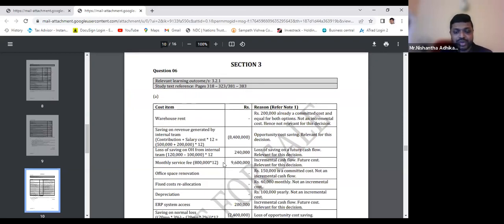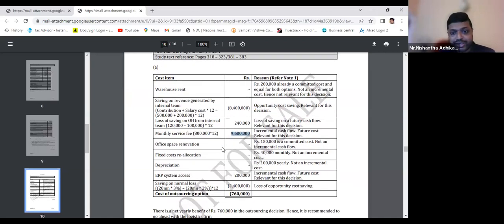Per annum, it would be 240,000. Monthly service fee, you can see 9.6 million, 800,000 into 12, 9.6 million. Remember, it is an incremental cost. Then office space renovation, not an incremental cash flow. Fixed cost reallocation, not an incremental cash flow. Depreciation, it is a non-cash item and not an incremental cost. ERP system access, yes, it is an incremental cost. Saving on normal loss, 2.4 million, it is a saving. Net benefit is 760,000. If you outsource this logistic function, you can save 760,000. That is the answer. Therefore, you can recommend going ahead with the logistic function.